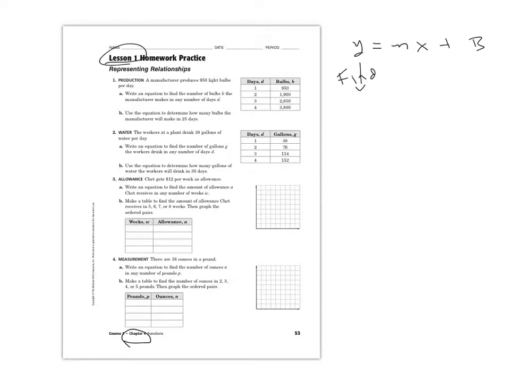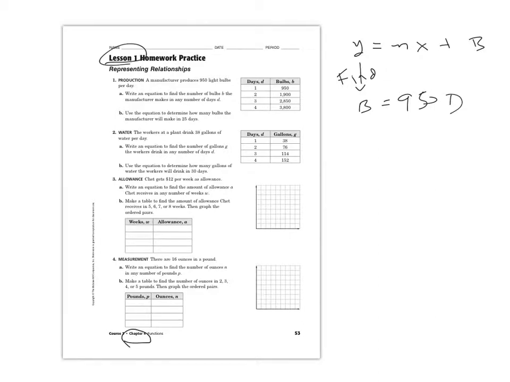So like in this first problem, a manufacturer produces 950 light bulbs per day. What we're trying to find is the number of bulbs they're producing over however many days. It says write an equation to find the number of bulbs B the manufacturer makes in any number of days D. So what we're trying to find is bulbs B, and we're going to produce 950 per day.